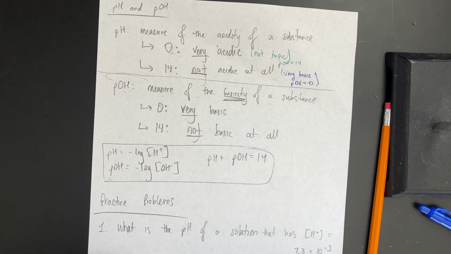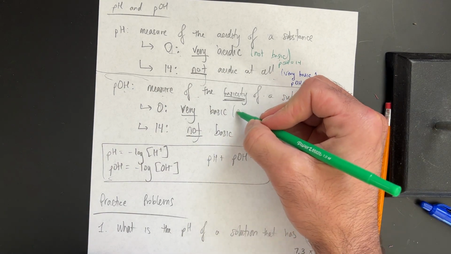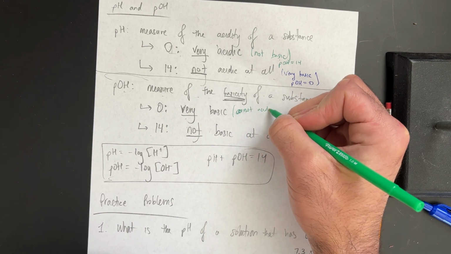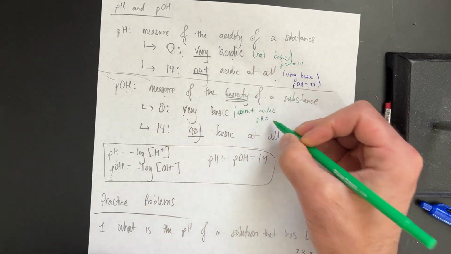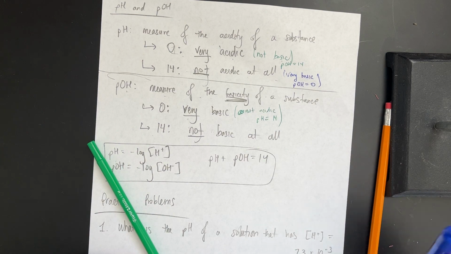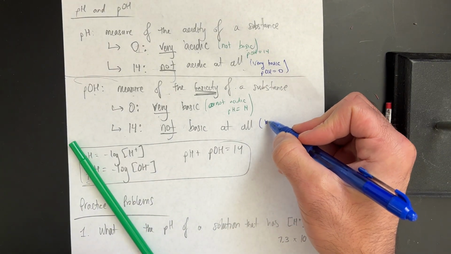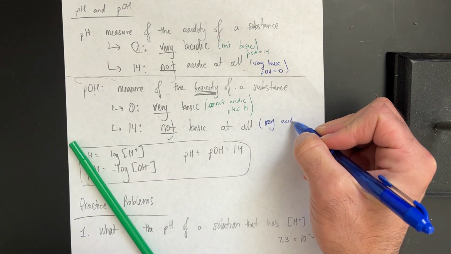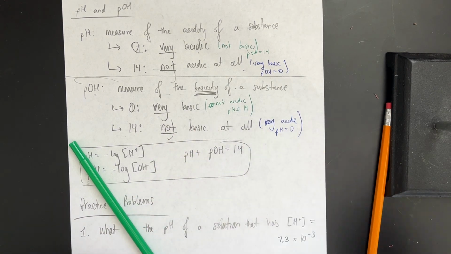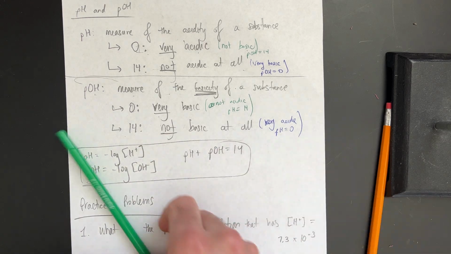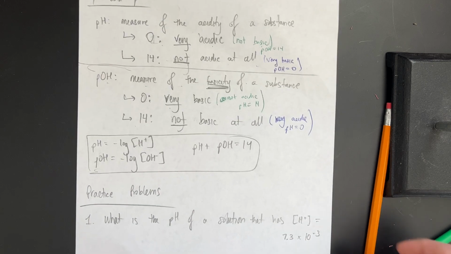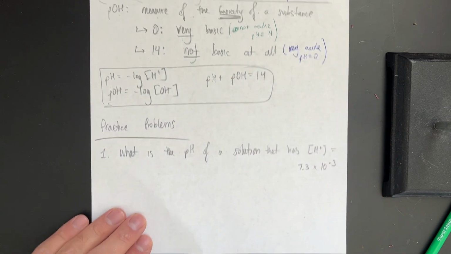We can do the same thing here, right? If it's very basic, that means that it's not acidic. And so pH for not acidic is 14. And so again, 14 plus 0 is equal to 14. Or if it's not basic, then that means that it's very acidic. And so pH is equal to 0, right? And so pH plus pOH, again here, 14 plus 0 is equal to 14. And so that's why this works. Acidity and basicity are opposites of one another. And so we can use that information now to do these practice problems.